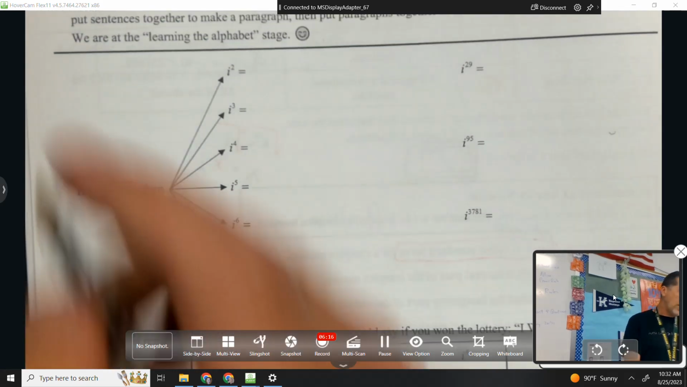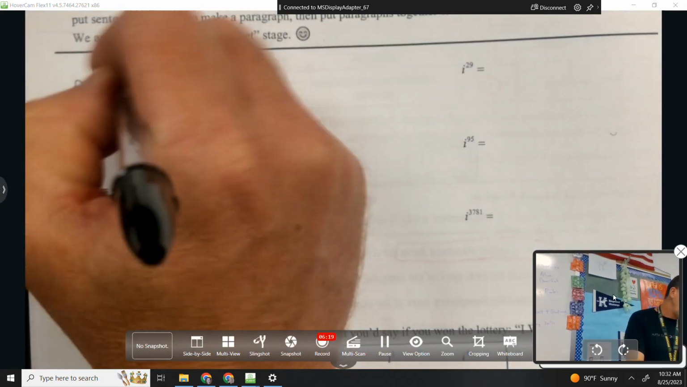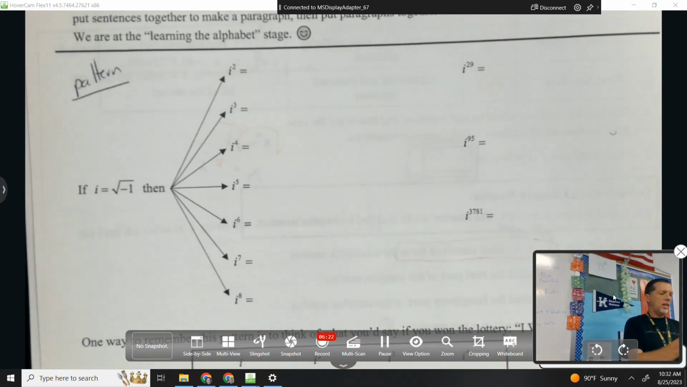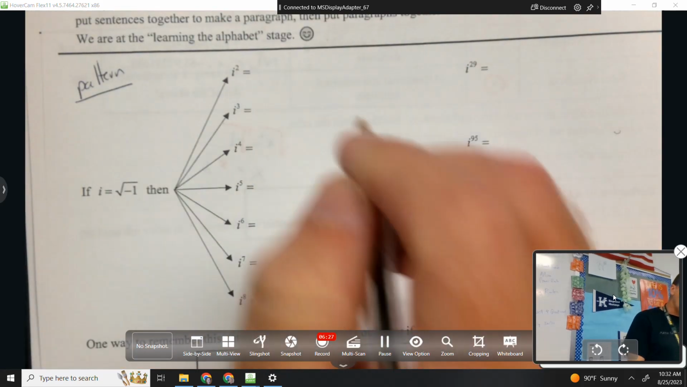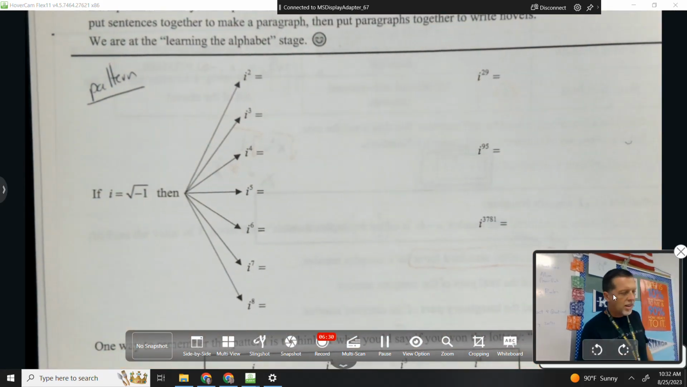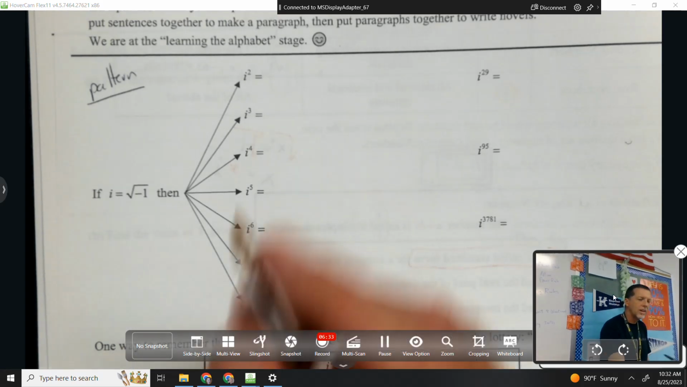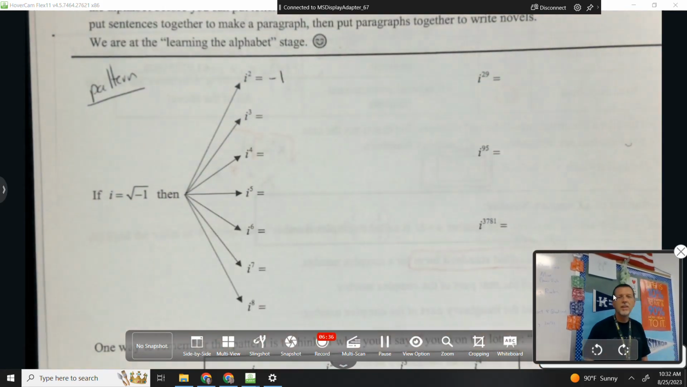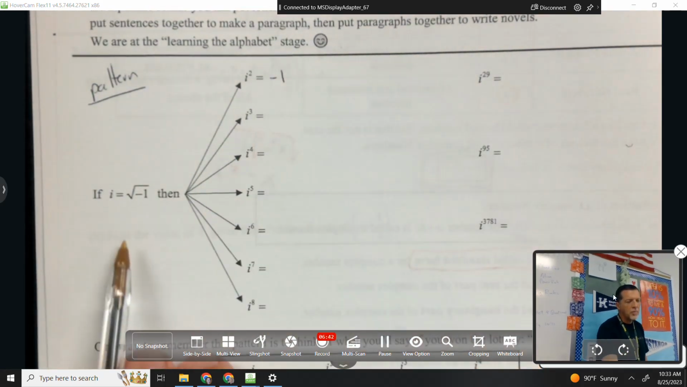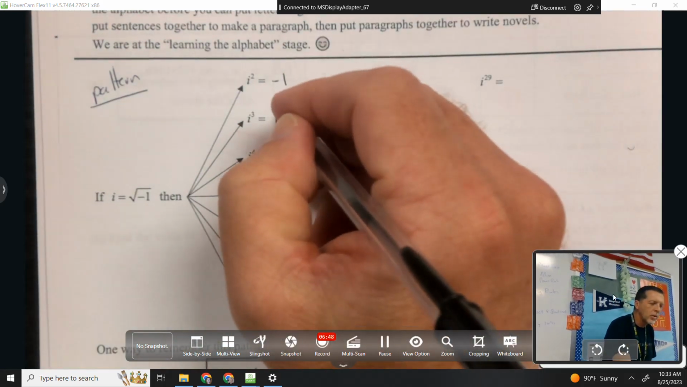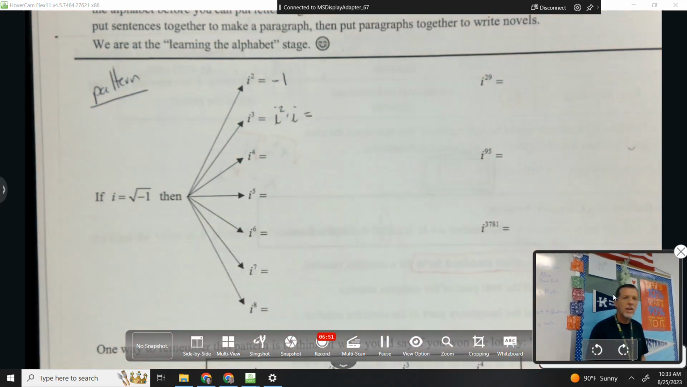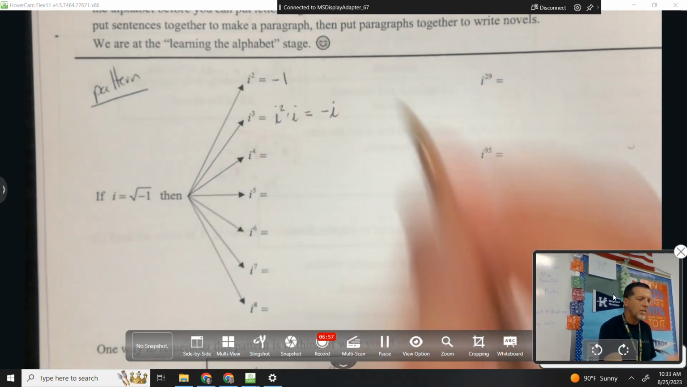All right, there's a pattern with i's. Remember what you learned from Algebra 2, or not. If i is the square root of negative 1, then what would i squared be? That would be negative 1. And i cubed, rather than going back and rewriting square root of negative 1 three times, just rewrite it as i squared times i. Because i squared is negative 1, this is negative i.